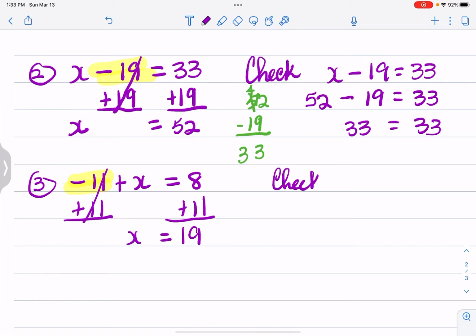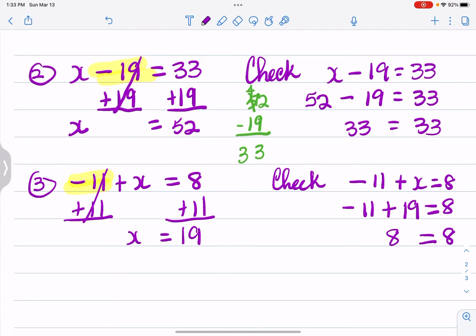Now I need to check. Minus 11 plus x equals 8. Minus 11 plus, substitute my answer, that's 19, equals 8. Using the rules of integers. If you don't remember how to do that, go back and check my video on adding integers. And minus 11 plus 19 equals 8. 8 equals 8.